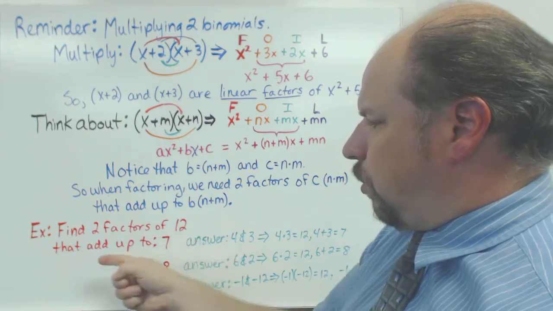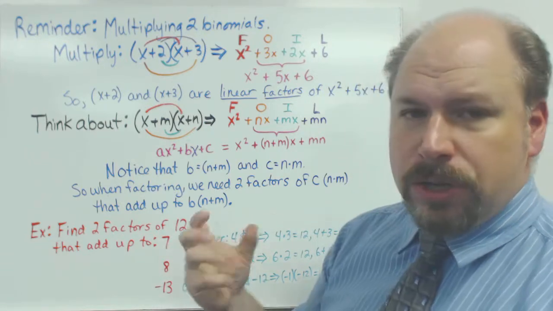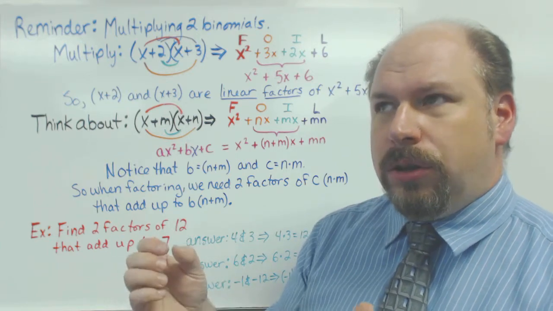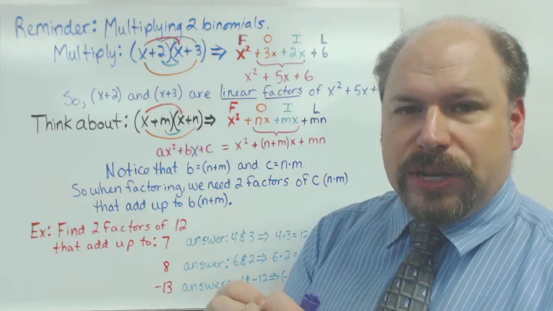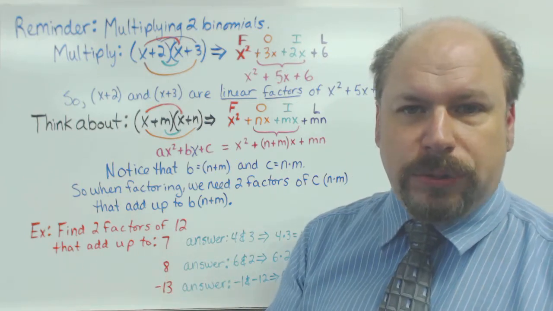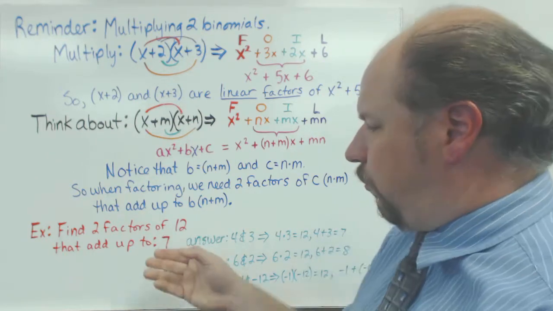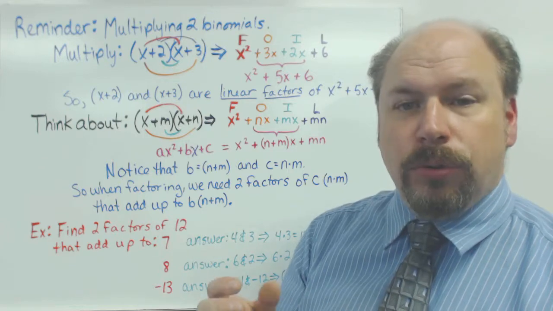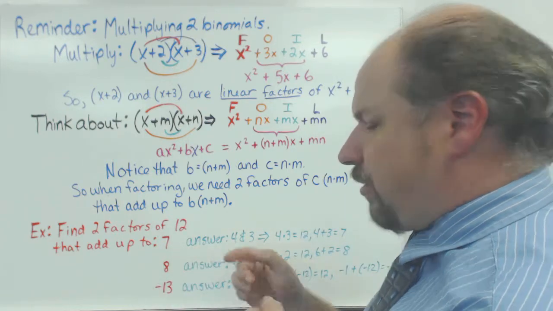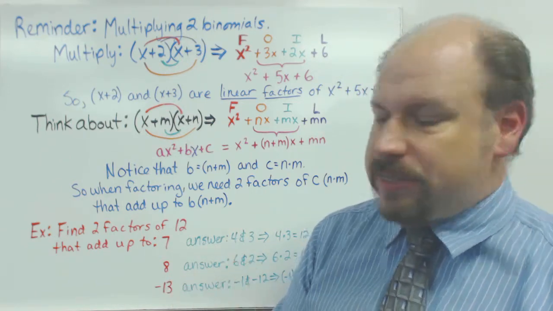Find two factors of 12 that add up to several different numbers. First of all, 7. Two factors of 12 that add up to 7. Ways that we could multiply two numbers to get 12 might be 2 times 6 or 3 times 4. If we want them to multiply to make 12 but add to get 7, well, 3 times 4 is 12, and 3 plus 4 is 7. So that is our answer. 4 and 3 gives us 12, but when we add them, we get 7.